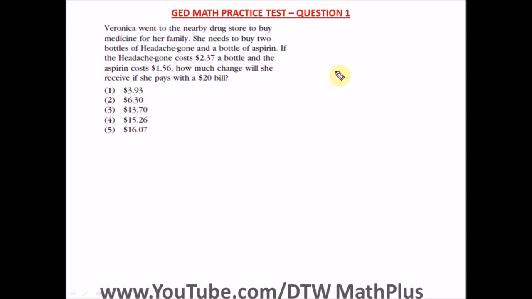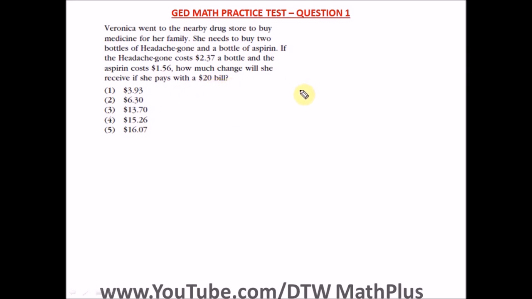Question one of the GED math practice test part one. That's the part with calculator. Okay. Where calculator is allowed. It says Veronica went to the nearby drugstore to buy medicine for her family. She needs to buy 2 bottles of headache gum and a bottle of aspirin. If the headache gum costs $2.37 a bottle and the aspirin costs $1.56, how much change will she receive if she pays a $20 bill?